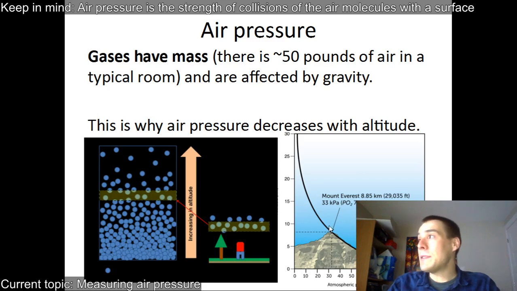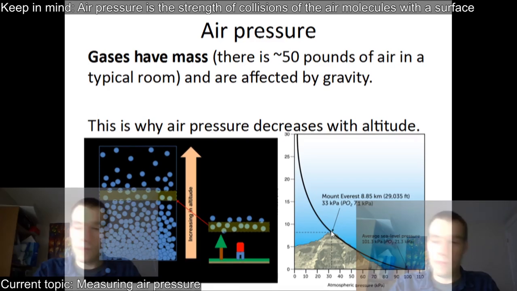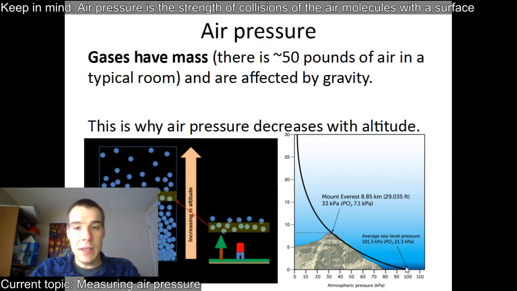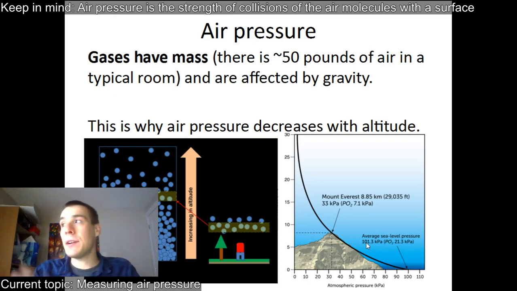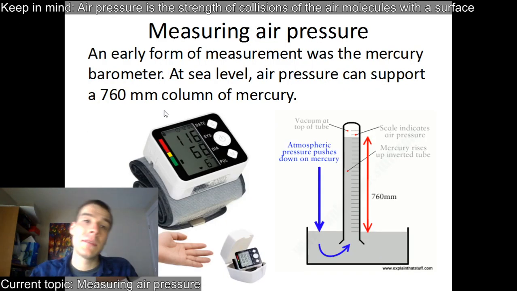So like Mount Everest, the air pressure is about a third the air pressure at sea level. There's these numbers. 101.3 is the average sea level air pressure, and on top of Mount Everest it's about 33 kPa. Right now here it was 102.9, so we're actually at a higher air pressure than the average. We just have a high pressure system in here. I can tell because there's no clouds.